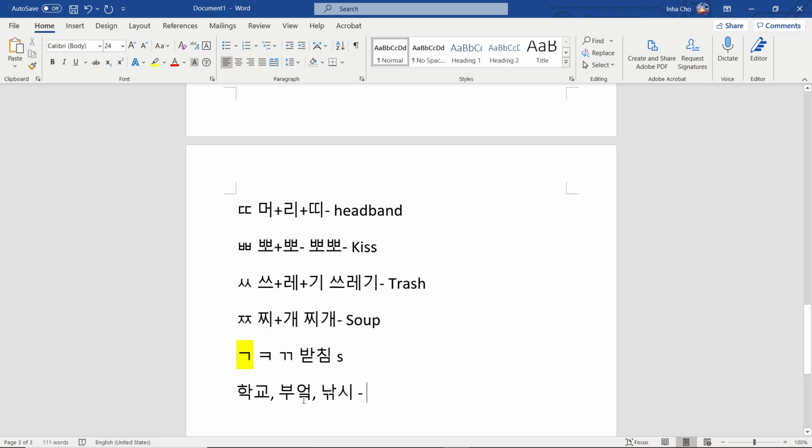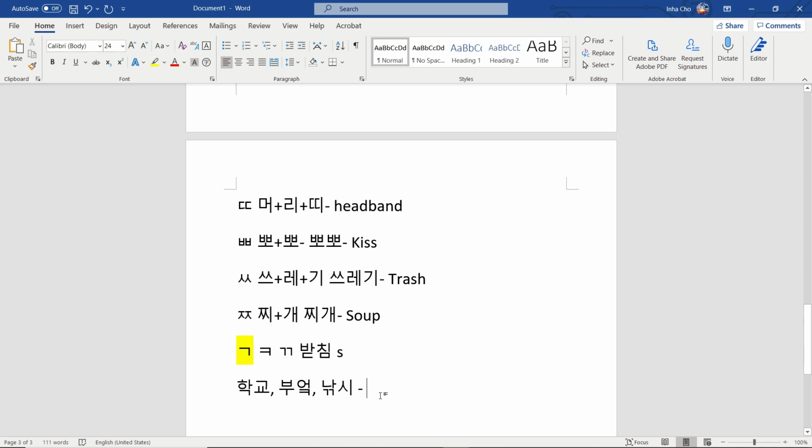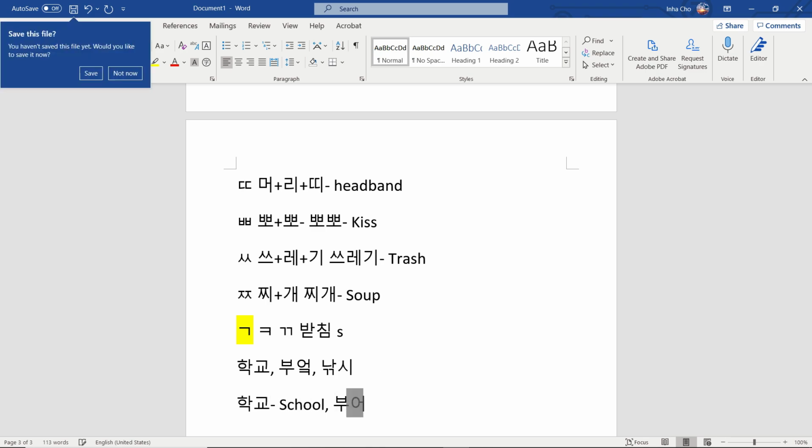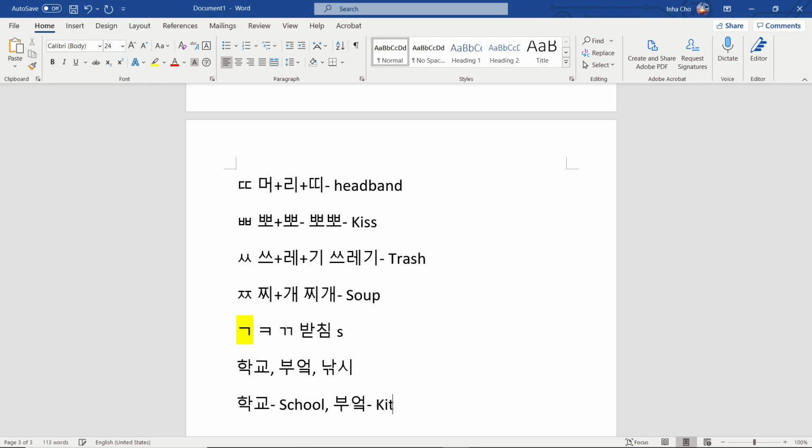So 학교, 부엌, 낚시. They have the exact same pronunciation, but they're spelled differently. Once again, this requires memorization, but becomes very easy as you practice more and more. So what do these vocabulary words mean? 학교 is school. 부엌 is kitchen. And finally, 낚시 is fishing.